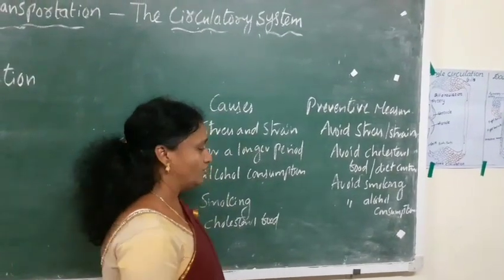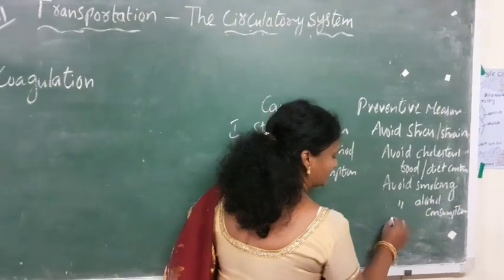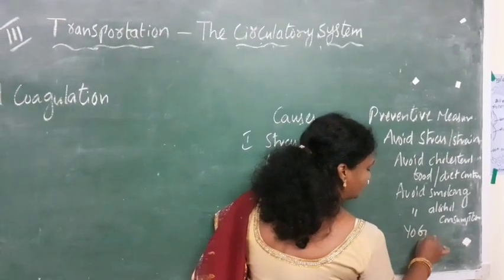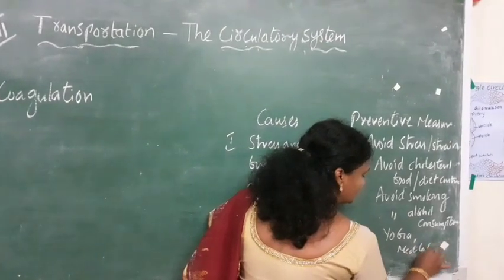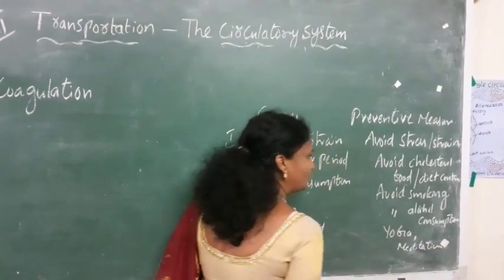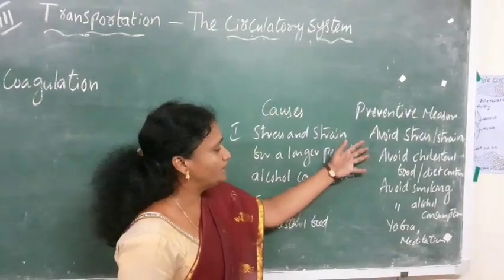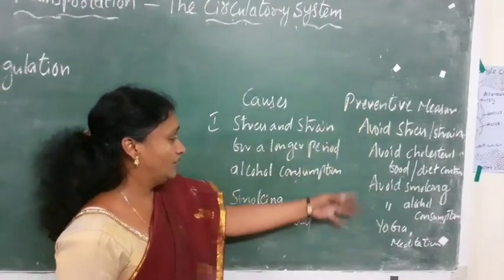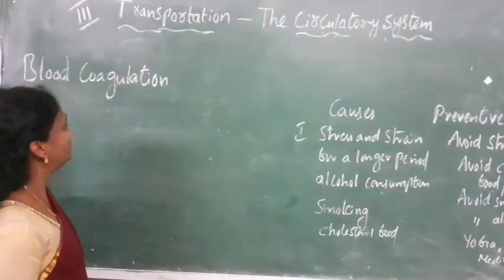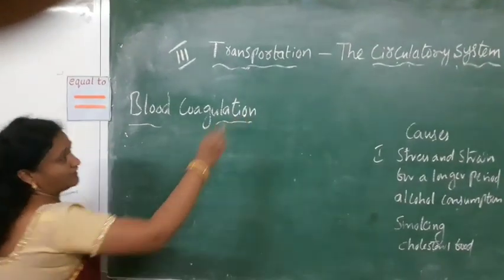In order to keep our body healthy, it is better to practice regular exercise, and yoga and meditation also help to maintain our BP. So these are some preventive measures. If we do them properly, we can maintain our BP at a normal rate, which is necessary for a healthy body. Next we'll go for the next important topic in our transportation.